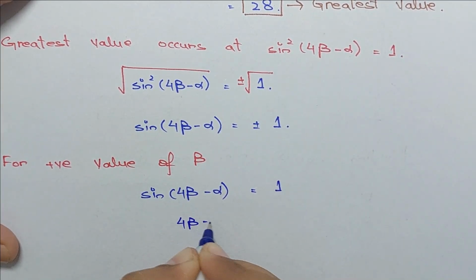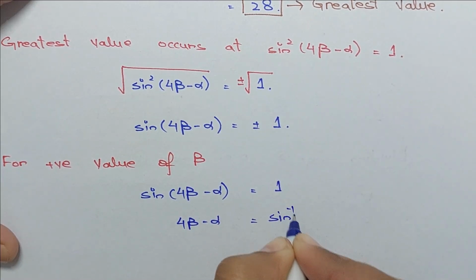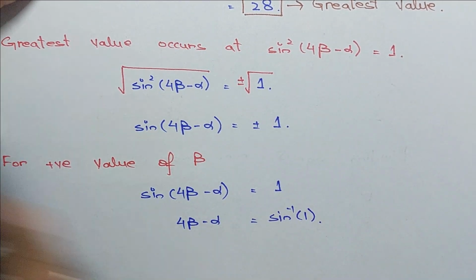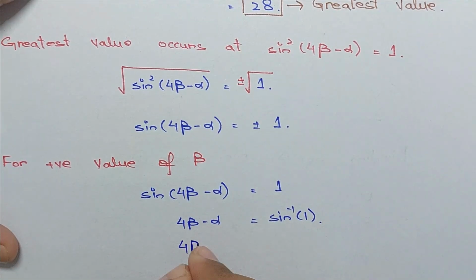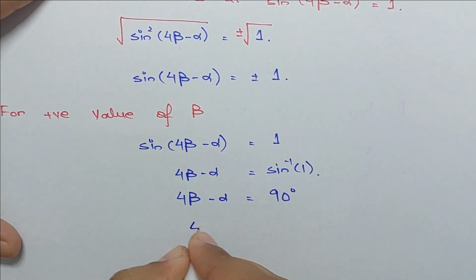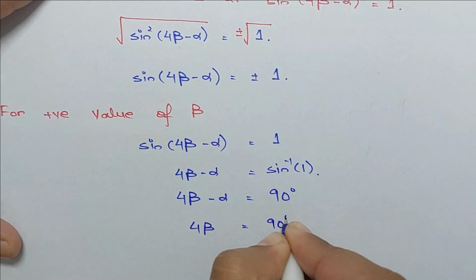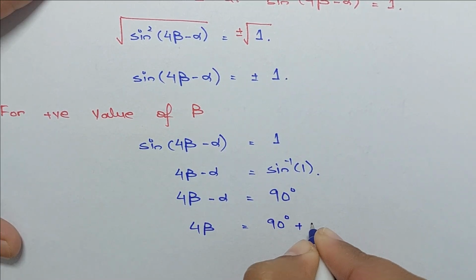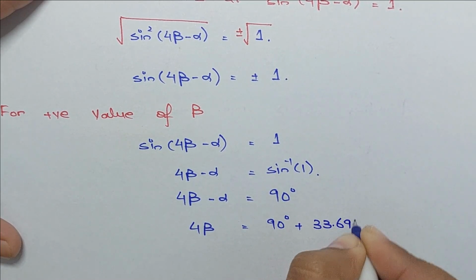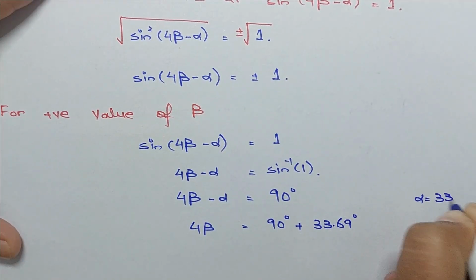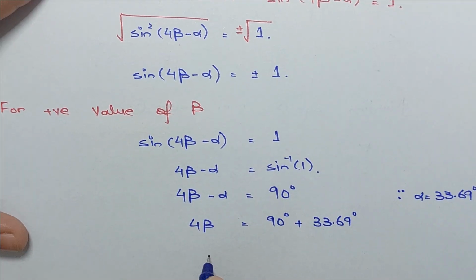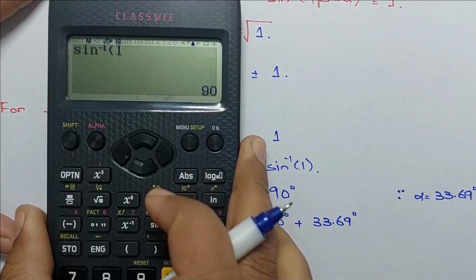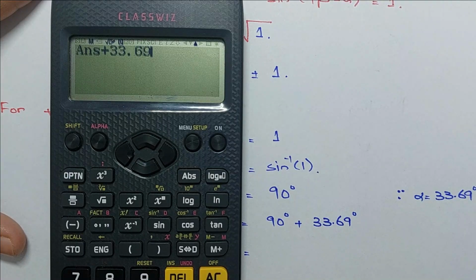And what is 4 beta minus alpha? It is sine inverse of 1. What is sine inverse of 1 in degrees? Sine inverse 1 is 90 degrees. So 4 beta minus alpha is 90 degrees. 4 beta would be equal to 90 degrees plus alpha. What is alpha? Alpha is 33.69 degrees. I'm writing this for the students who get confused about the value of alpha. Now beta would be equal to 90 plus 33.69.